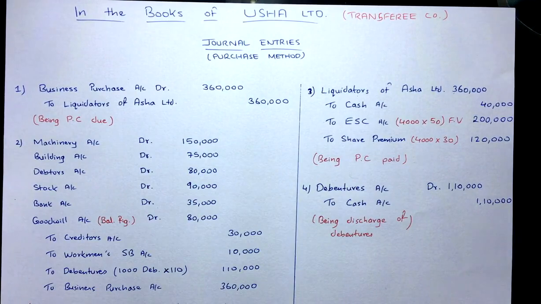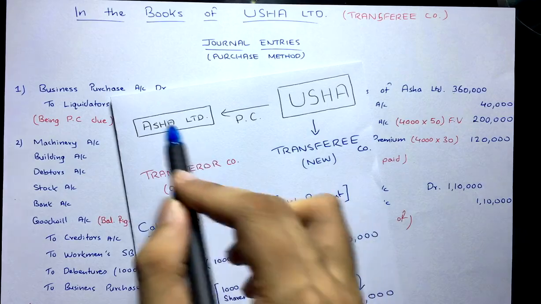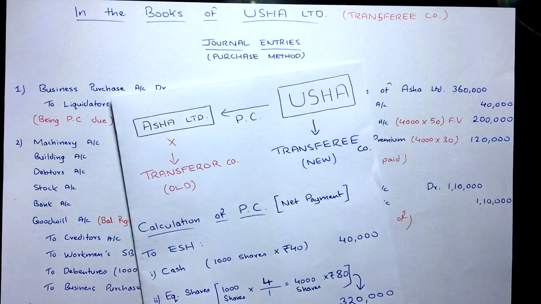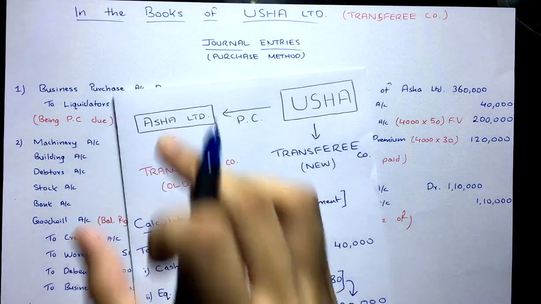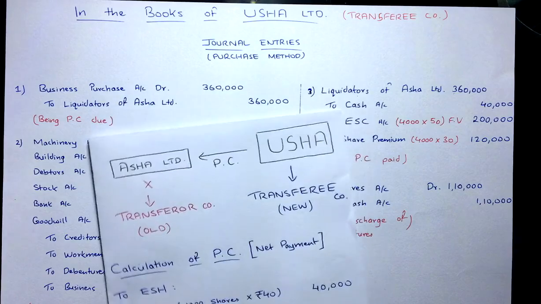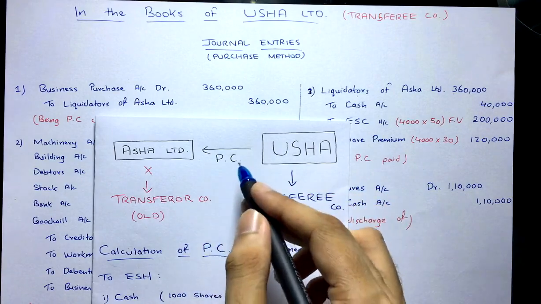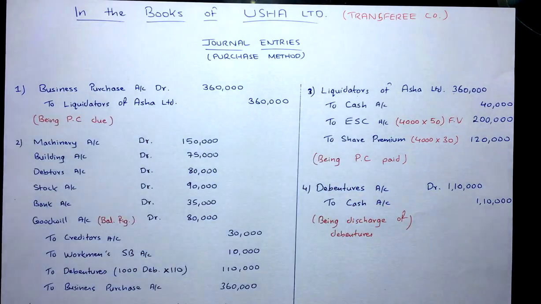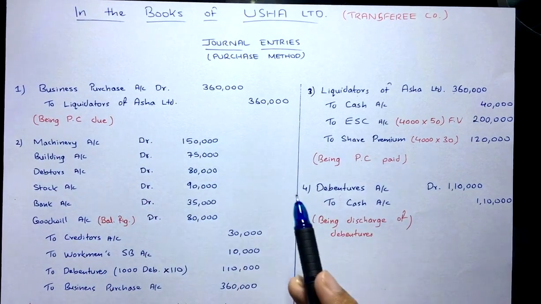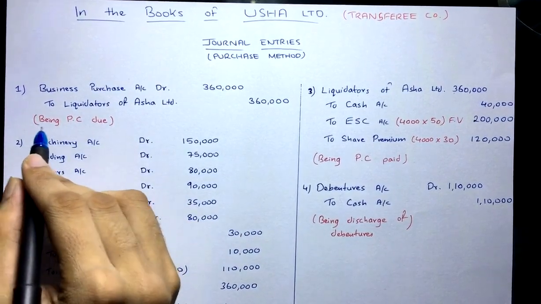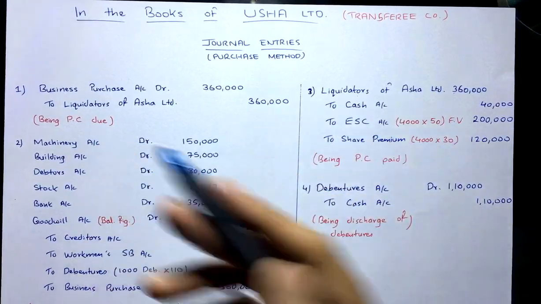Now who are these liquidators? See, a liquidator is a person who is appointed to liquidate the company. He will handle the liquidation process of Asha Limited and he will handle all the receipts and payments of this company. So we, Usha Limited, are going to hand over the purchase consideration to the liquidator. That is why we use the personal account of liquidators of Asha Limited, 3,60,000 purchase consideration amount. And here the narration is BPC due. We are making the purchase consideration due. We have to pay to the liquidator.